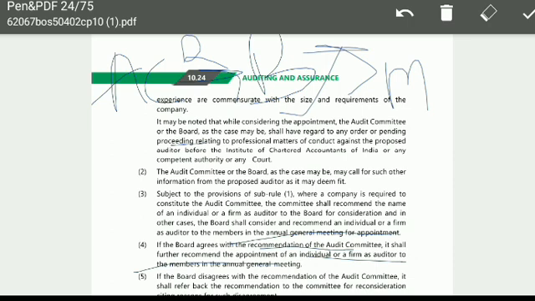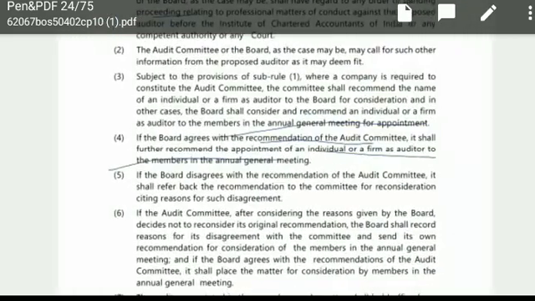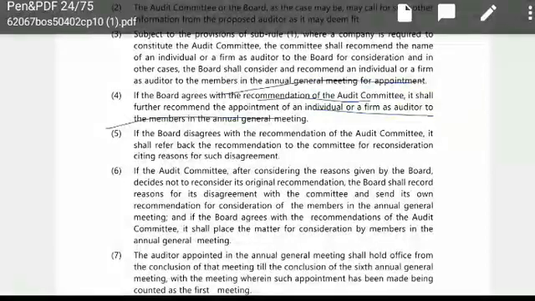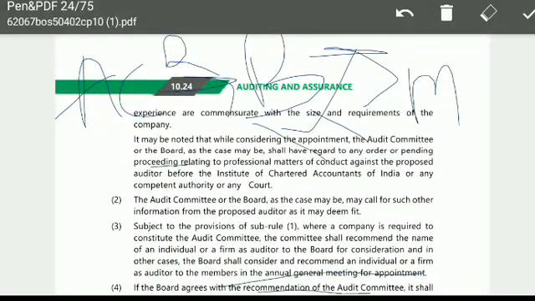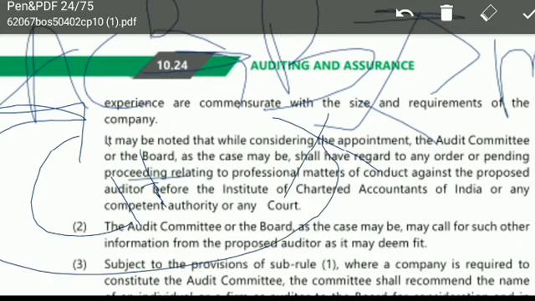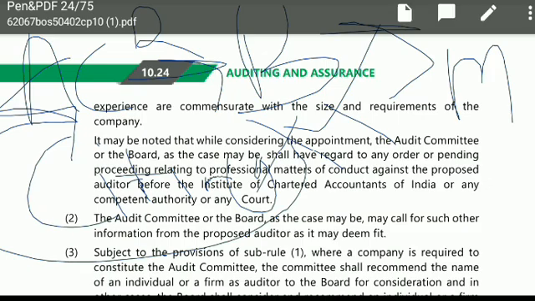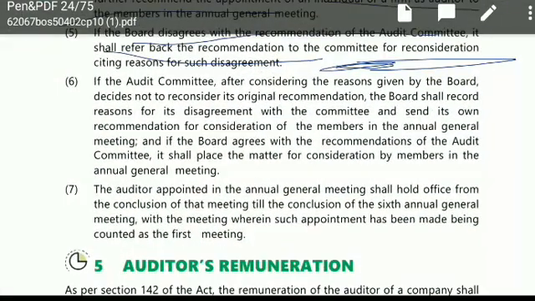But in case the board disagrees with the recommendation of audit committee, now what will happen? If the board disagrees with the recommendation of audit committee, it shall refer back the recommendation to the committee for reconsideration. Now they are not agreeing with the recommendation of audit committee, so they will refer it back to the audit committee, citing reasons for the same, that why we have not accepted your recommendation. The board will send back the recommendation citing the reasons.